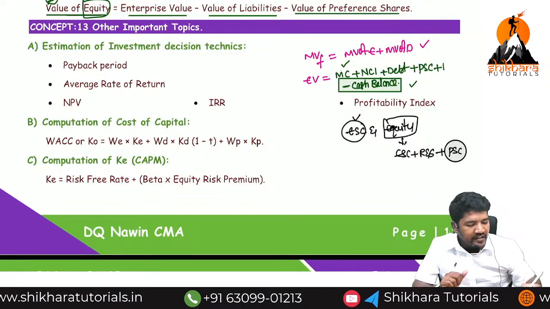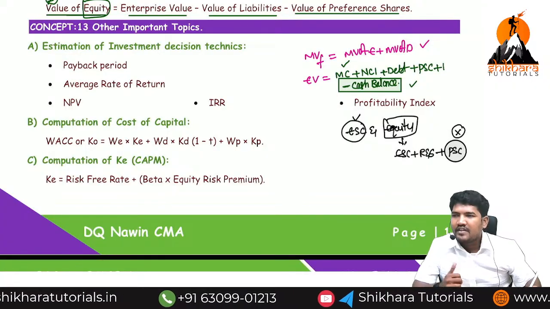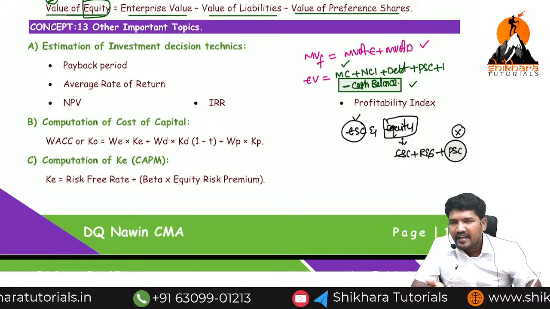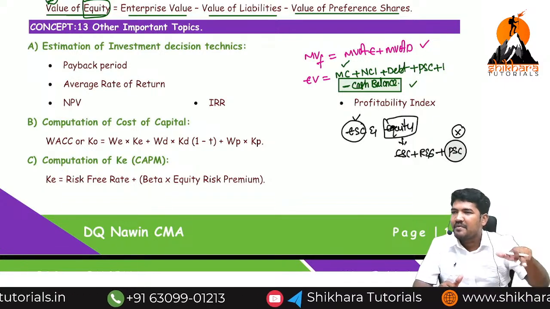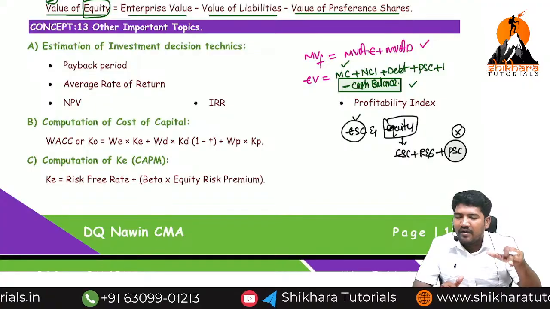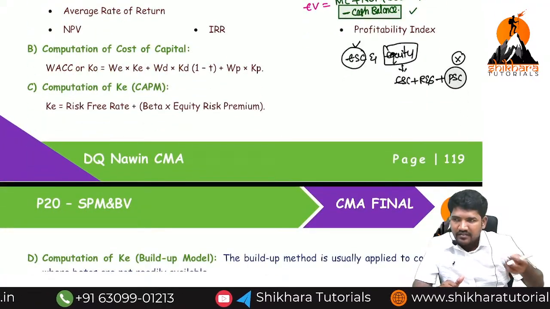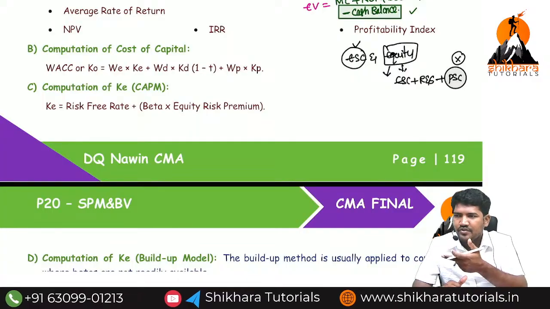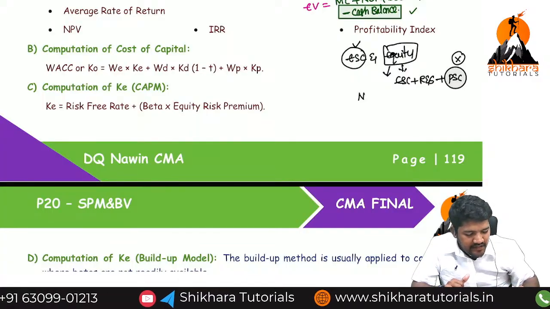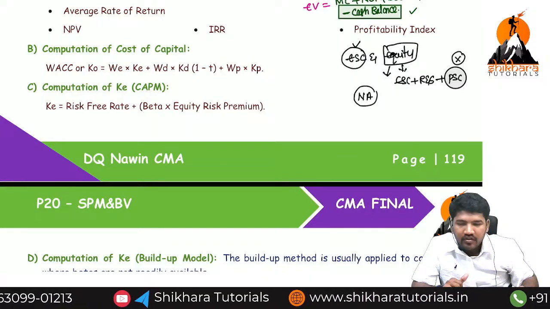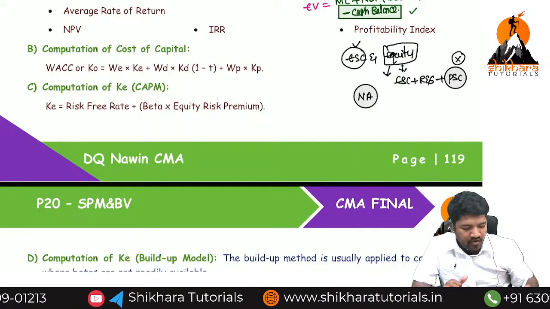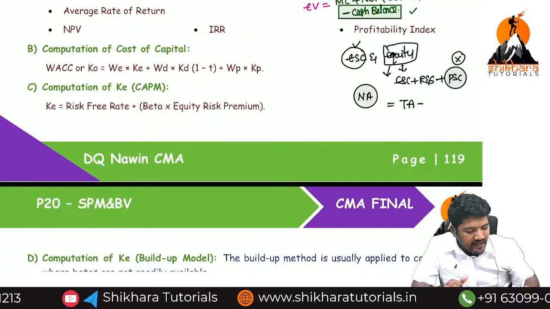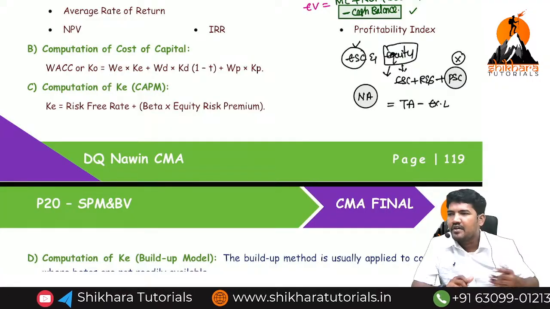So if there is no preference share capital, what is meant by equity? Equity share capital plus reserves and surplus. If there is a preference share capital, I will give clarity on another thing in chapter 1 at the time of ratio analysis. You know the name net assets. Are you clear? Total assets minus external or outside liabilities.